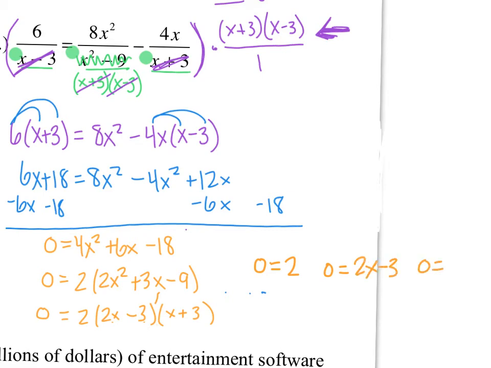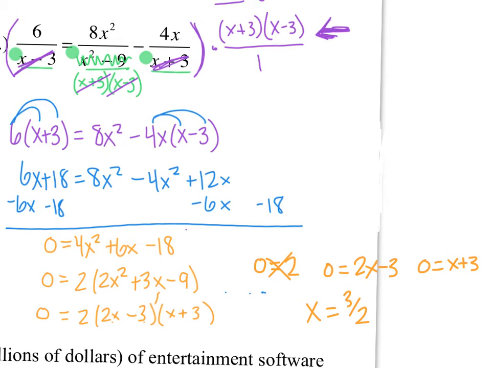And 0 equals x plus 3. So that would mean 0 equals 2. That's a false statement, guys. So that doesn't even count. Can't include that. But 0 equals 2x minus 3. We can add 3 and divide by 2. So x equals 3 halves in that case.